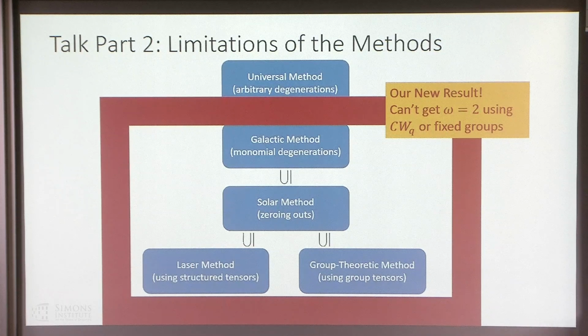In particular, there's a fixed constant, something like 2.001, that you can go below no matter what q you get, even if you take q goes to infinity. And also the same sort of fixed group thing here also applies to this method. So you cannot get omega equals 2 for fixed groups and their tensor powers. So at a very high level, I'm saying that there are two things.